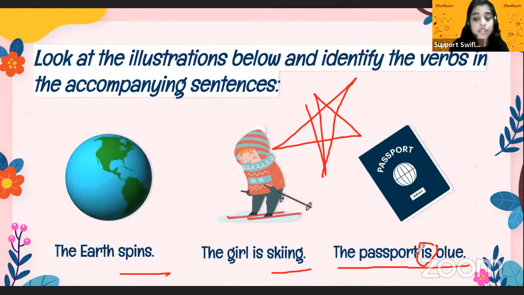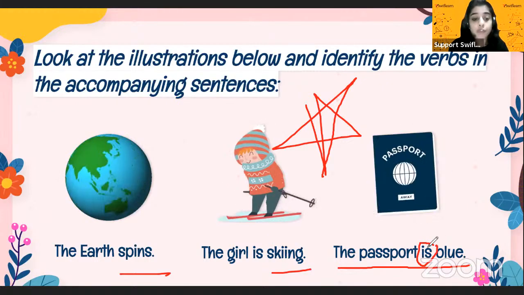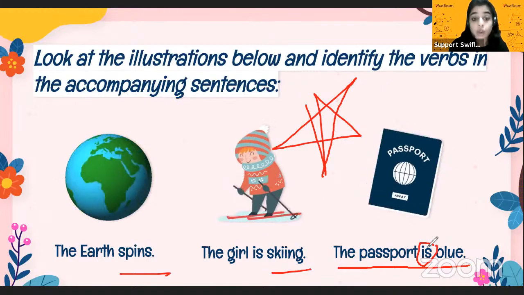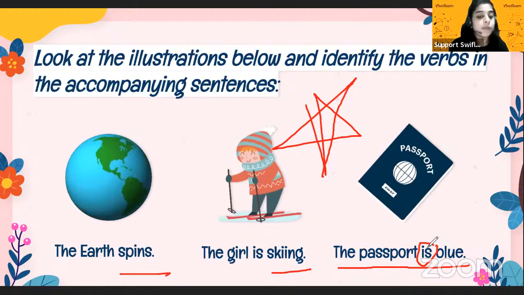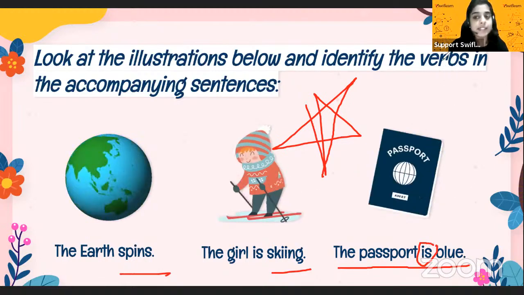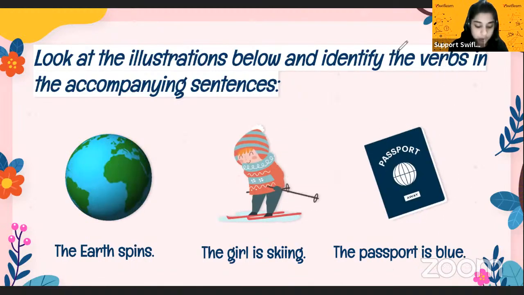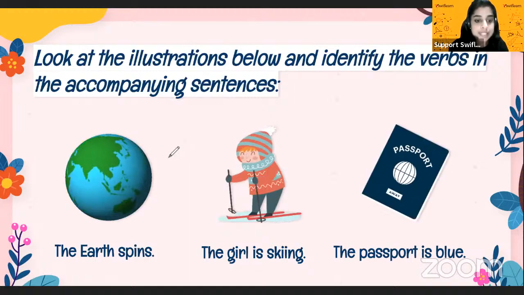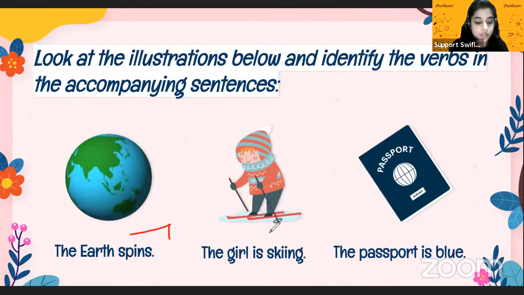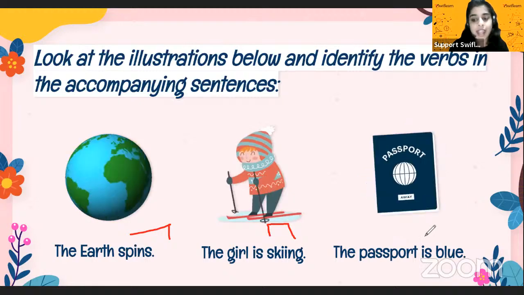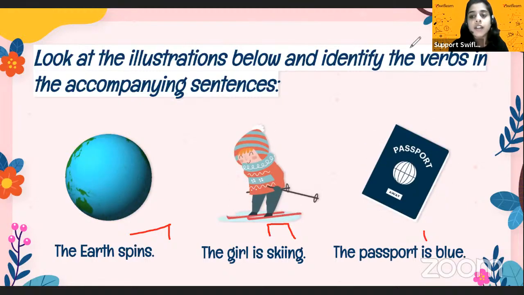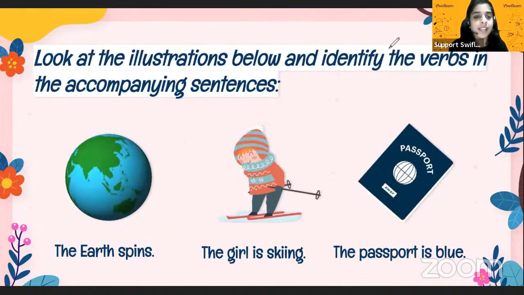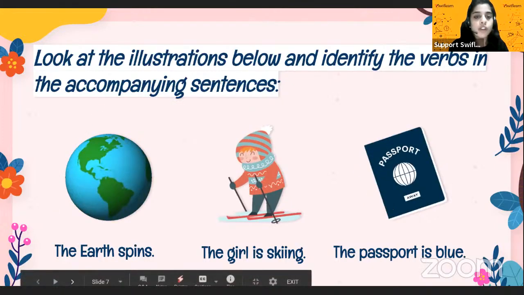These are your basic verbs, but is, am, are, was, were, these are also your verbs. But these are not the main verbs. You're going to learn in the next slides. All right, so I've got the answers now. Spins is the verb in the first one, skiing in the second, and is in the third. Great job, everybody. Now I'm going to move forward.